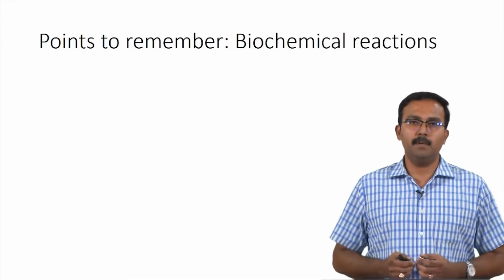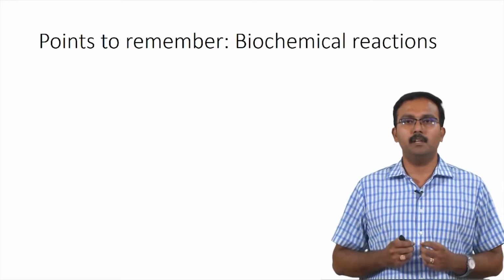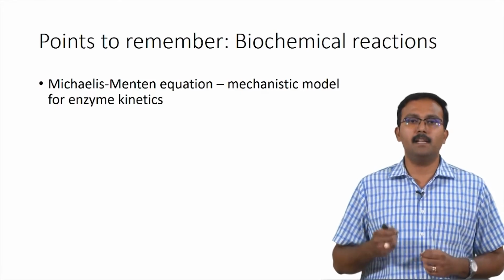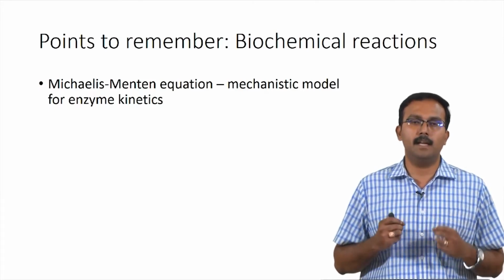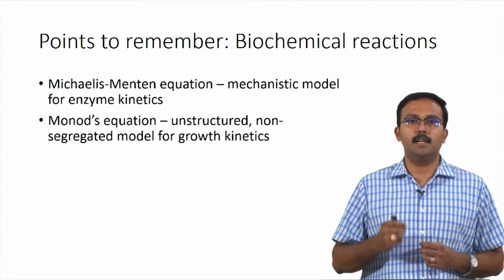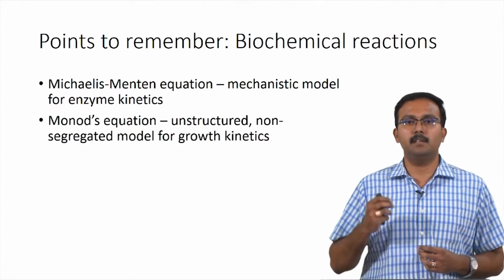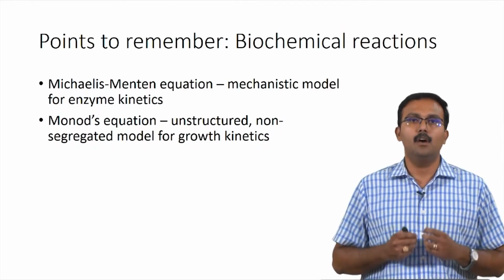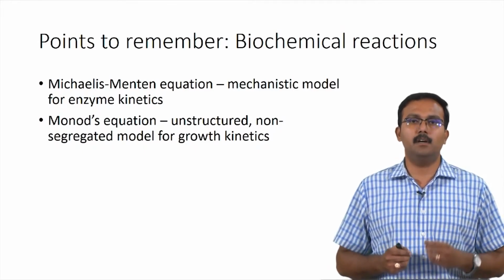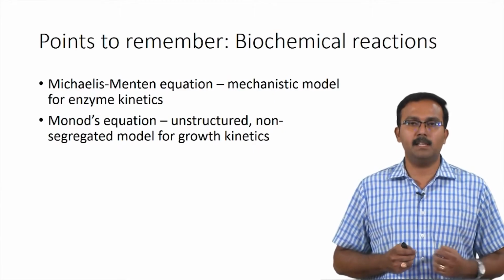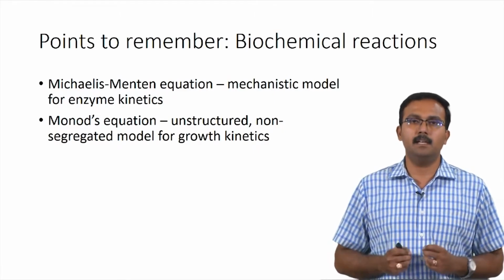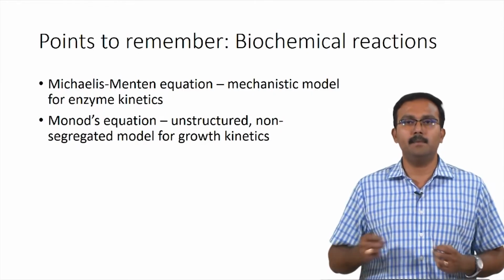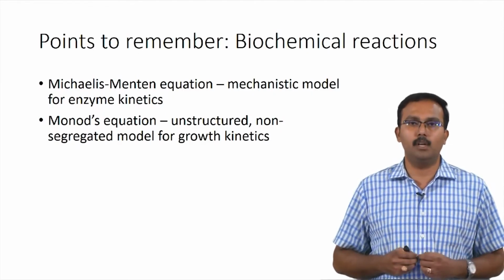When we come to biochemical reactions, these are the following points we need to remember. Michaelis-Menten equation is a mechanistic model describing enzyme kinetics. You can have Monod's equation as the unstructured non-segregated model for growth kinetics. Although we did not describe or discuss how to derive Michaelis-Menten equation, I had mentioned earlier that it can be derived using the enzyme reaction. That is why it is a mechanistic model.